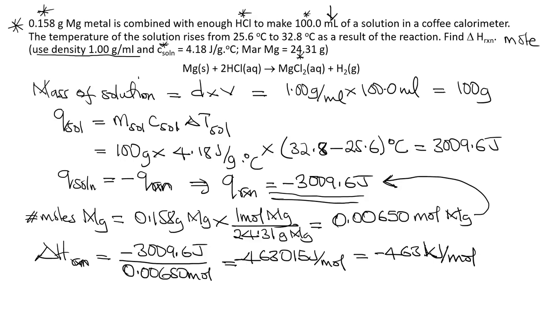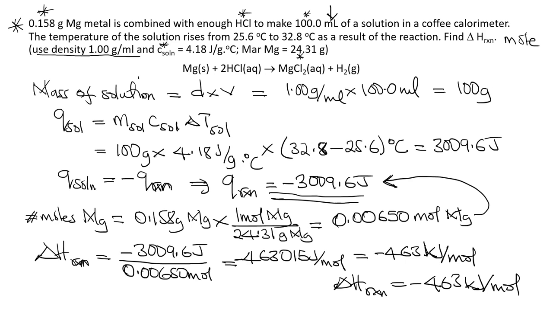This is the heat of reaction of magnesium and HCl to form MgCl2 and hydrogen. So this is the delta H. I say delta H reaction is equal to minus 463 kilojoules per mole. So that's how we solve this problem, by using the heat gained by the solution to determine the heat released or absorbed by a chemical reaction.